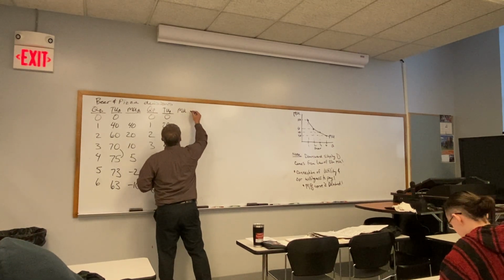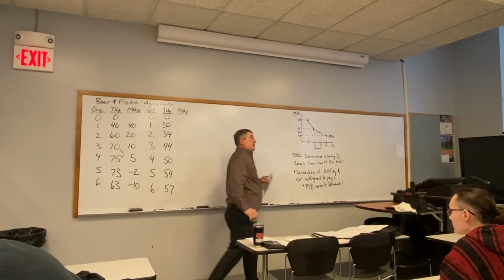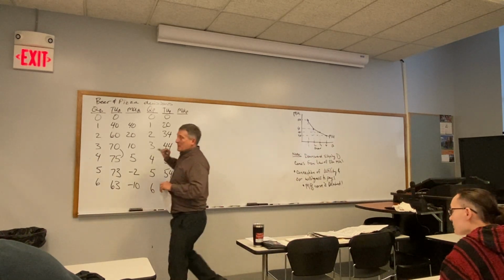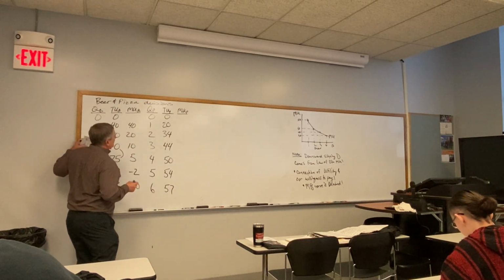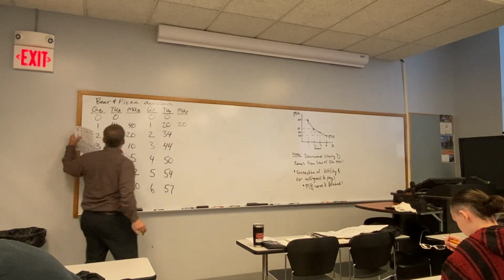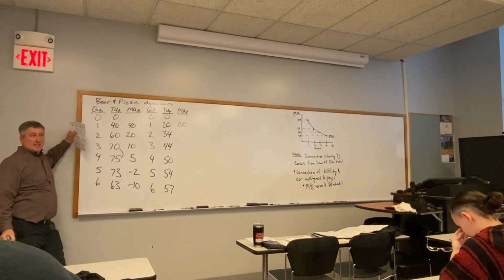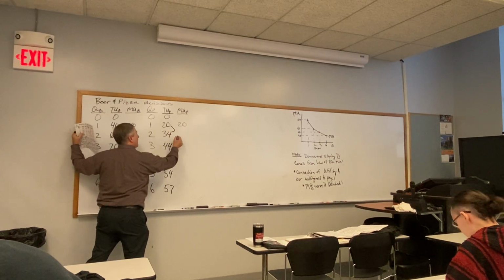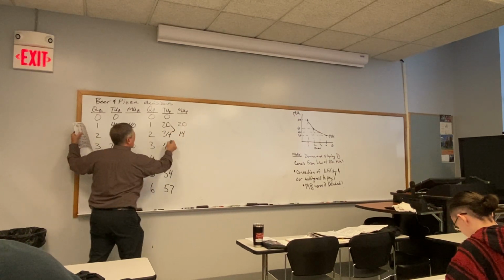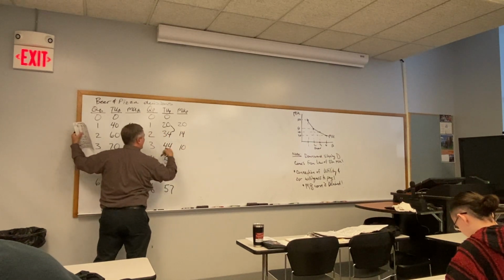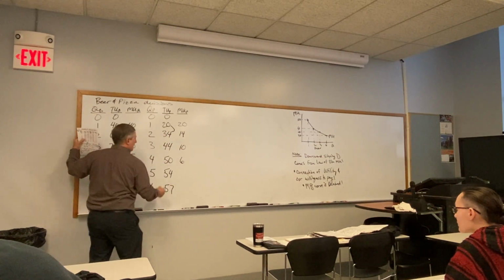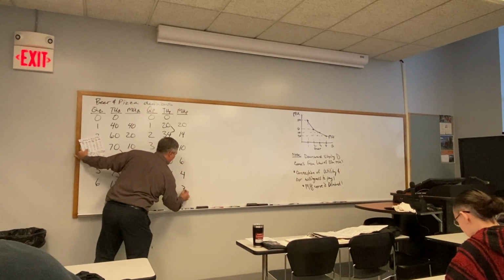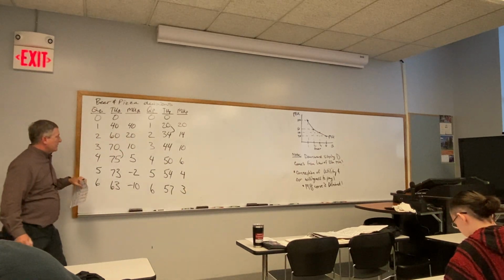And then let's look at the incremental gains we get from additional slices of pizza. The first pizza gives me 20. The second pizza gives me 14. So I go up from 20 to 34, and that gives me 14. 34 to 44 gives me 10. 44 to 50 gives me 6. 50 to 54 gives me 4. And then finally we end up with 3 more for the 6th pizza.